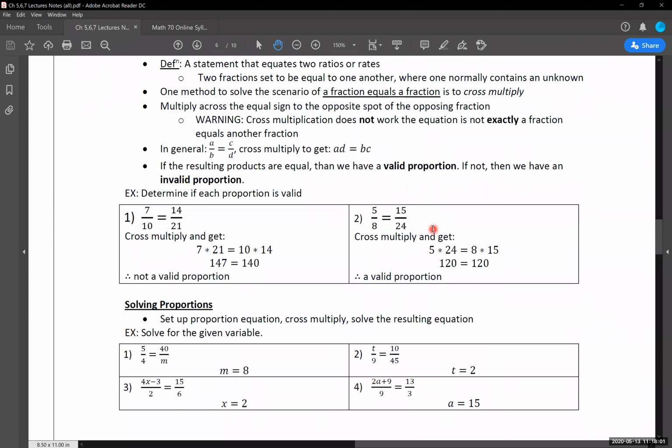Taking a look at example 2, we're going to set it up the exact same way. We cross multiply. I've set that up for myself right here. Multiply each side together, simplify that down. 5 times 24 is 120, excuse me. And then 8 times 15 is 120. The left side is equal to the right side, which makes this a valid proportion.